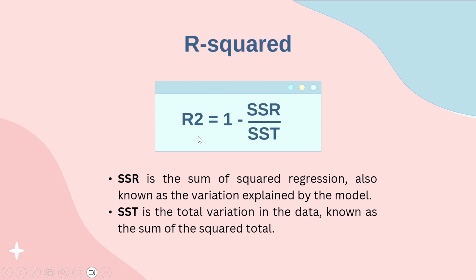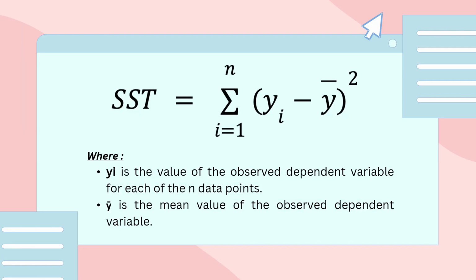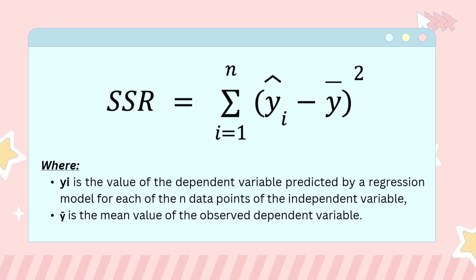But first, I have to remind you that because we have so many tools to calculate the model or the R-square, like Python, Excel, or Power BI, sometimes we don't need to calculate it by hand. However, I will show you a little bit about this so you can understand the formula more. SSR is the sum of squares regression, also known as the variation explained by the model. SST is the total variation in the data, known as the sum of squares total. And this is the formula for each of those. This is the first one, and this is the second one.